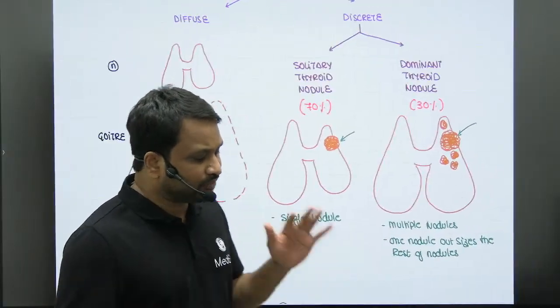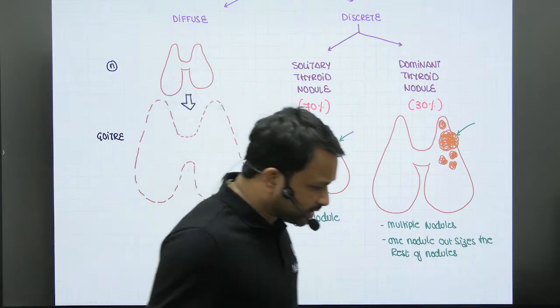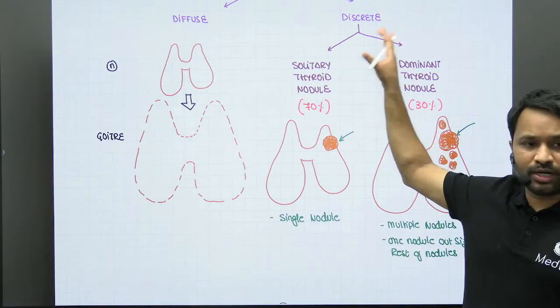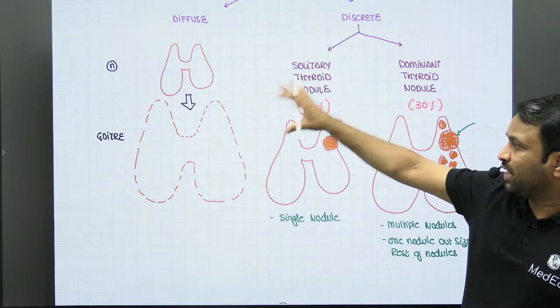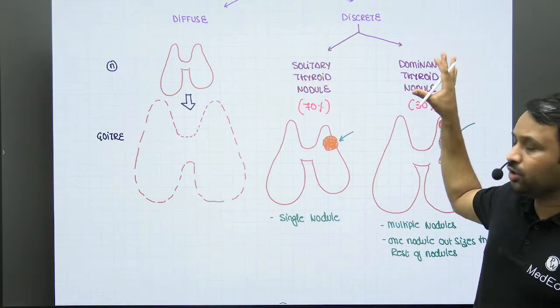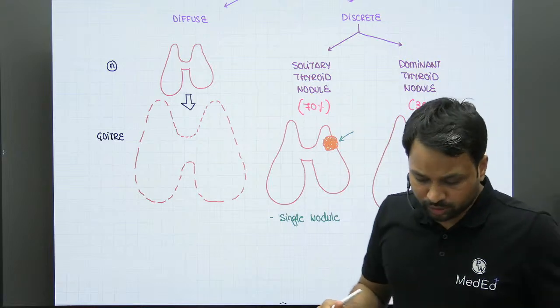So now we have a basic understanding that when we categorize a thyroid swelling in general, I can either call it a diffuse or a discrete swelling. In diffuse, we have goiter-like presentation. In discrete, we have either solitary thyroid nodule or a dominant thyroid nodule.